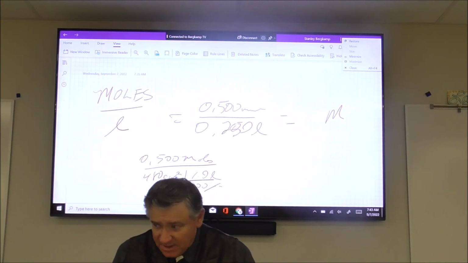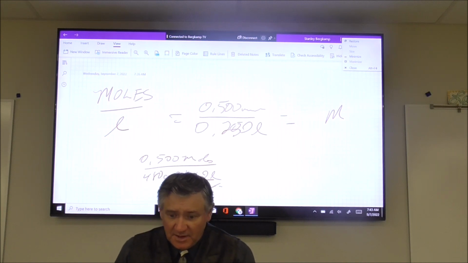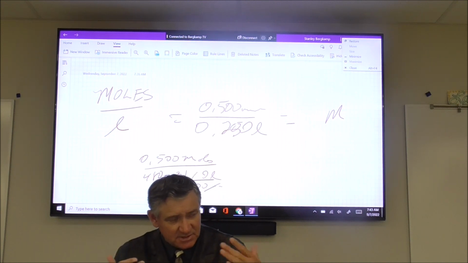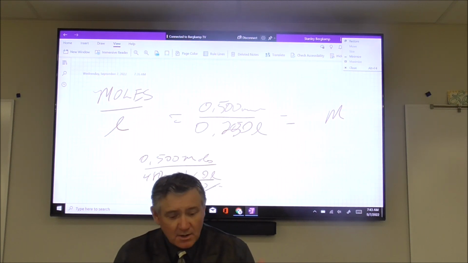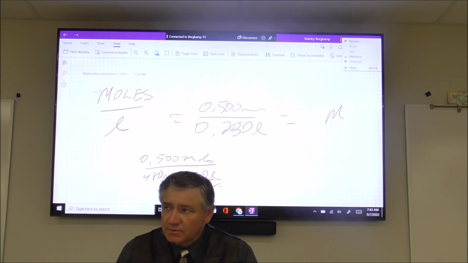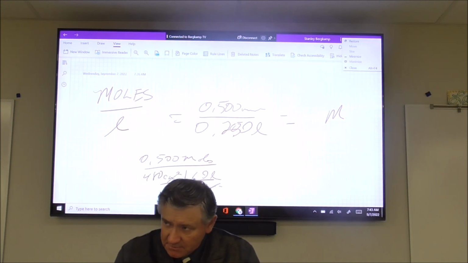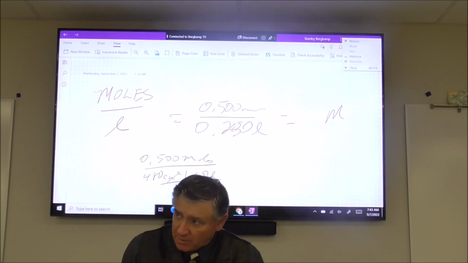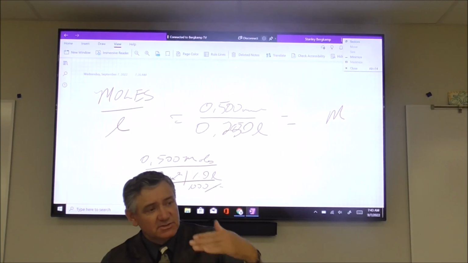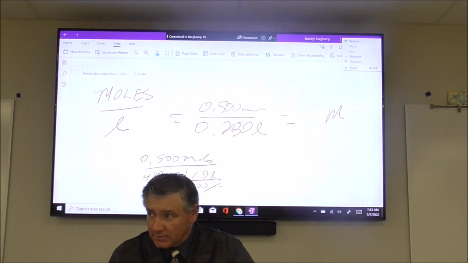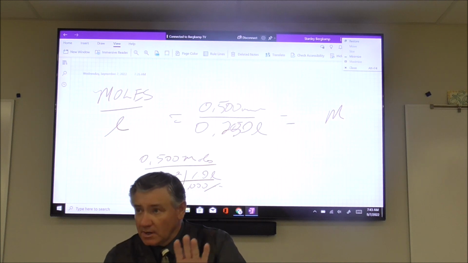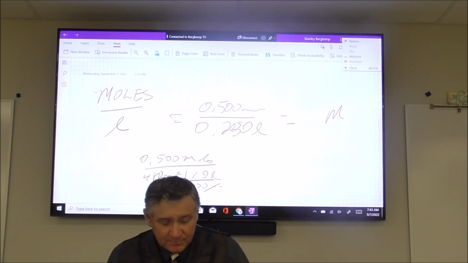So what you should see, if you think about this, is that your answer to number 2 is going to be a little bit bigger than your answer to number 1. Because in both situations, you have the same number of moles. But in problem number 2, you're dissolving that in a slightly smaller amount of water. So the concentration is going to be a little bit higher. Okay? Because it's the same number of moles, smaller volume, concentration is going to go up a little bit.